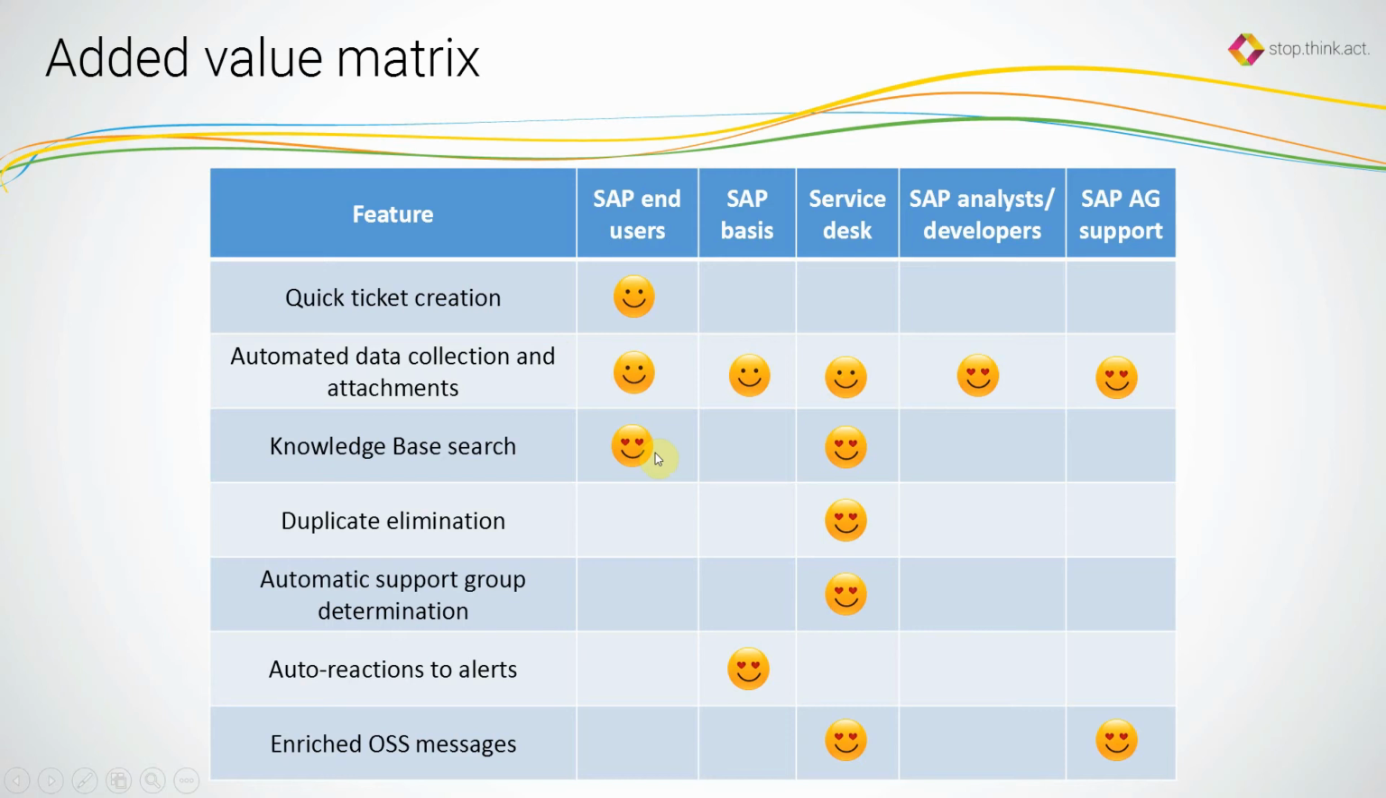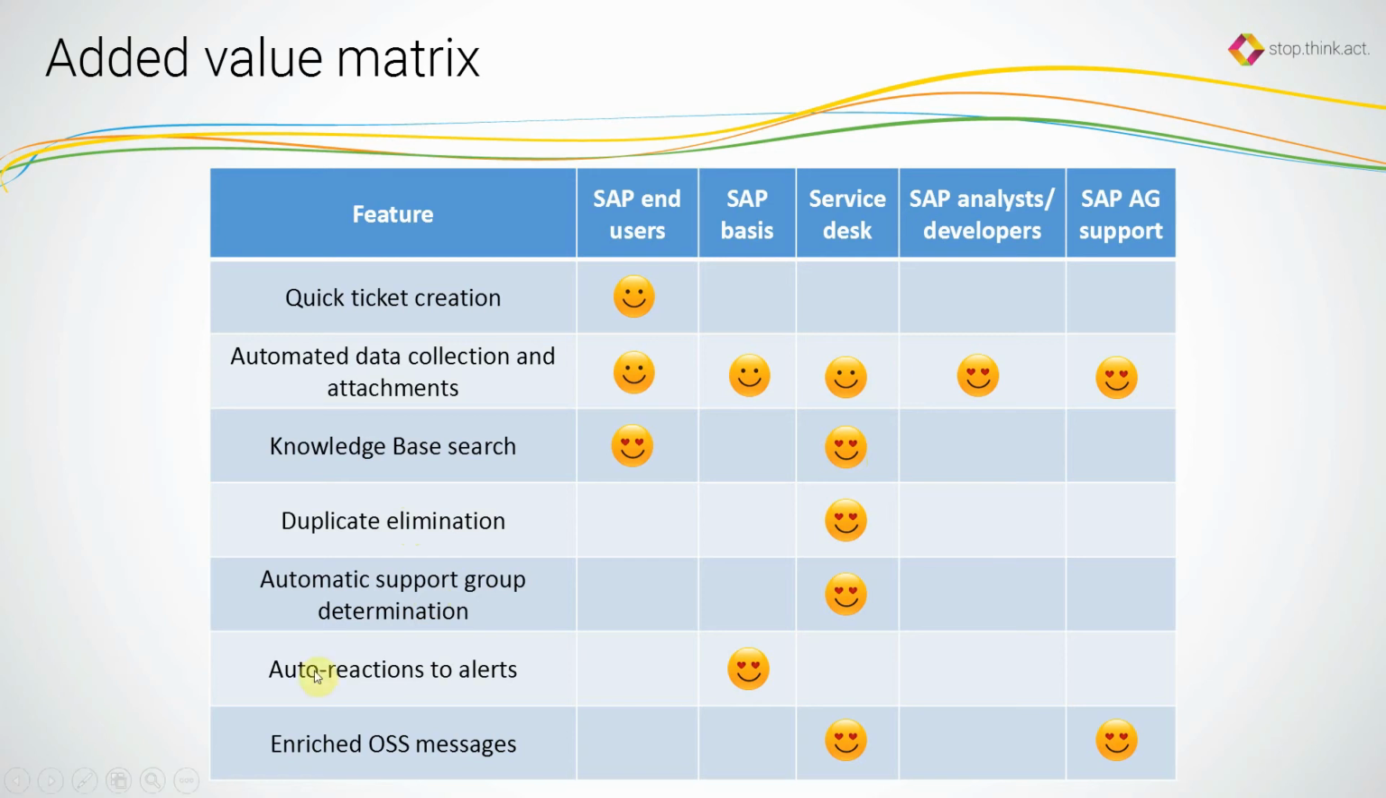They can solve some of their problems themselves, and of course it's good for the service desk as they don't get as many tickets. Again, elimination of duplicate incidents helps to free up your resources, better organize your resources at the service desk because of fewer incoming tickets. Again, the automatic support group determination helps you to resolve the problems quicker.